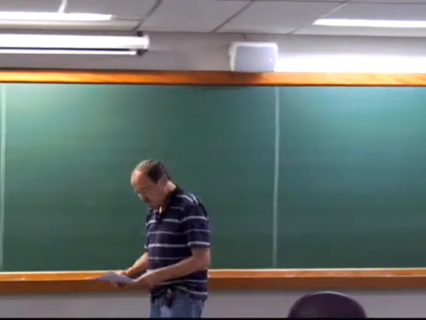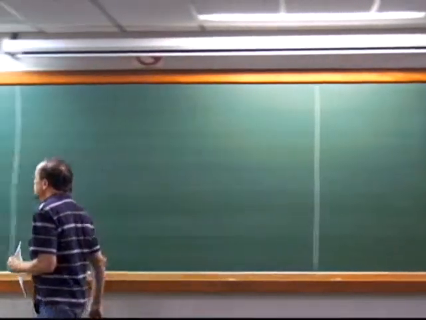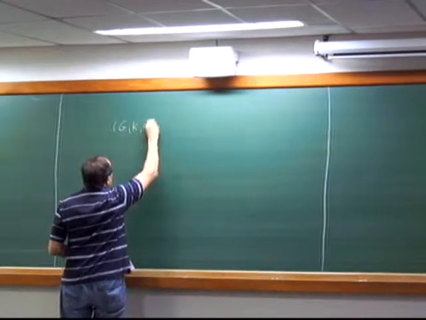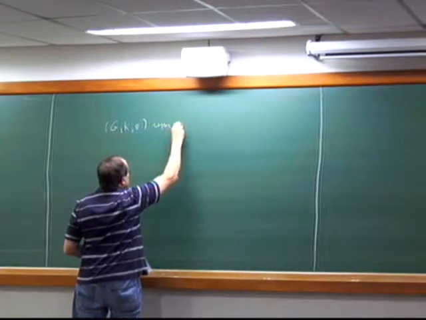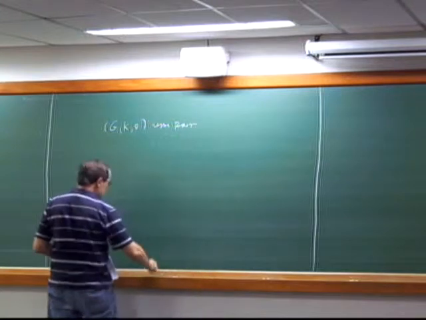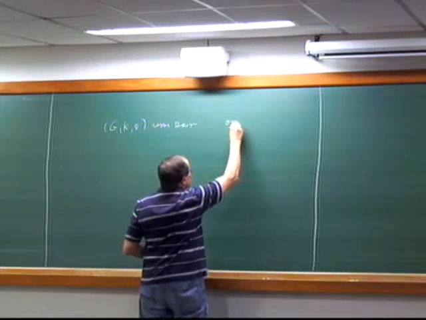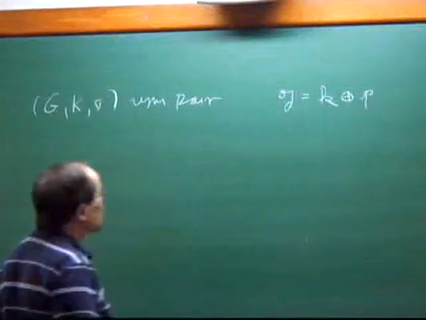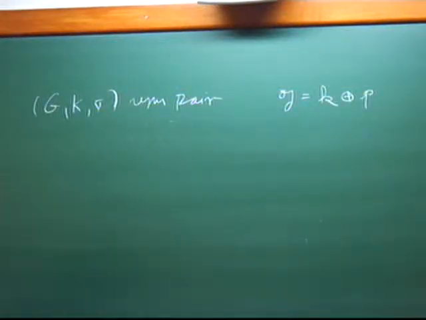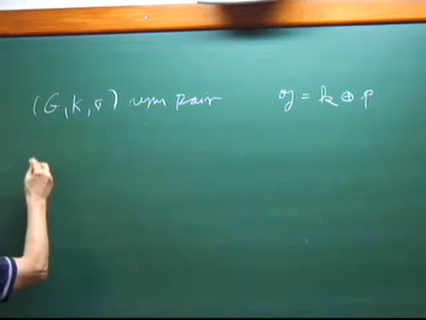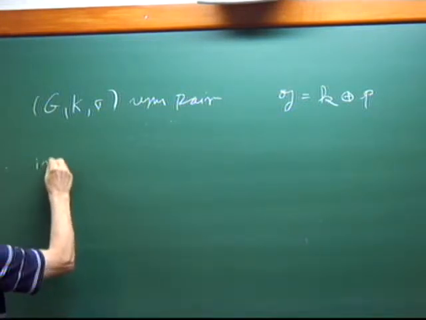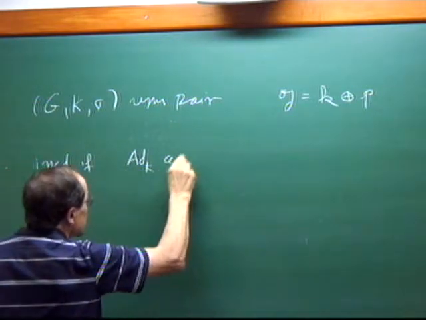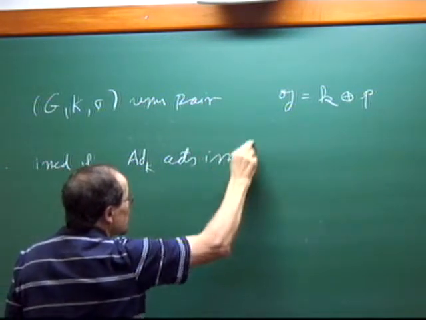So let's see, what should I recall? A couple of things. As usual, a symmetric pair, and then a corresponding Cartan decomposition into plus and minus one eigenspaces with respect to d sigma. And then we had several definitions. So first let me remind you that it's called irreducible if k acts irreducibly on p.